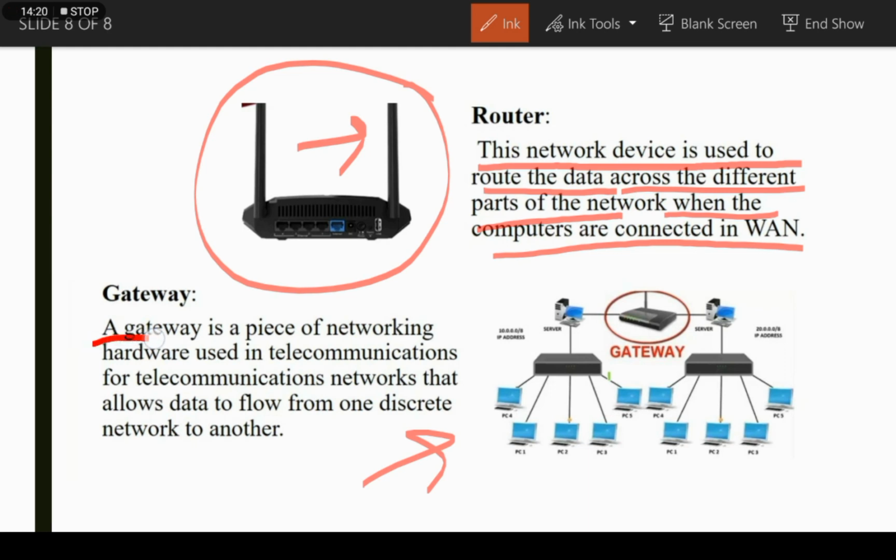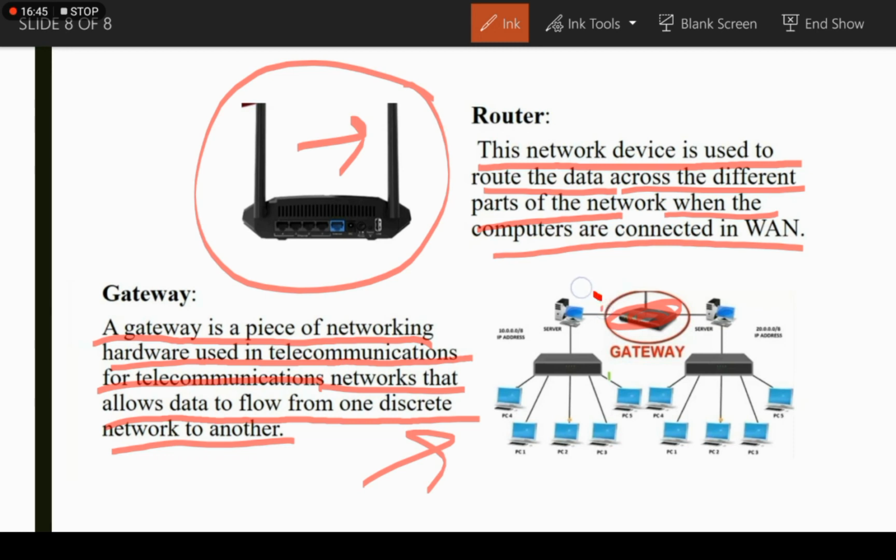Gateway. A gateway is a piece of networking hardware used in telecommunication network that allows data to flow from one discrete network to another. So gateway is basically used to provide the internet connection to two or more servers. As you can see, two servers are connected to a gateway and they are providing the internet connection to many computers. So these are some wired and wireless devices which are used to connect your computer with the internet connection.